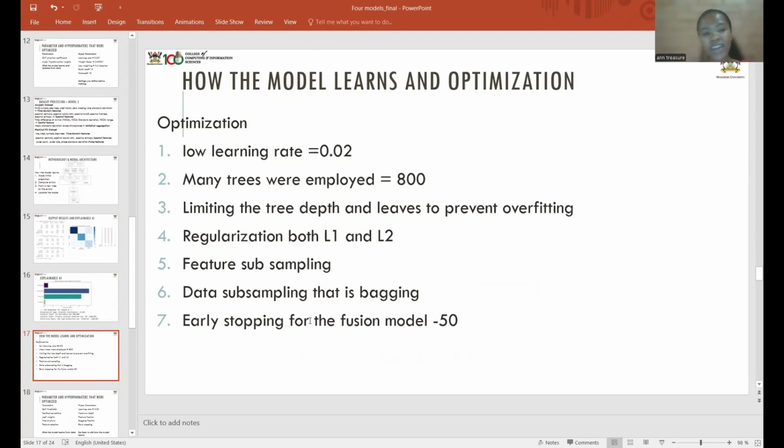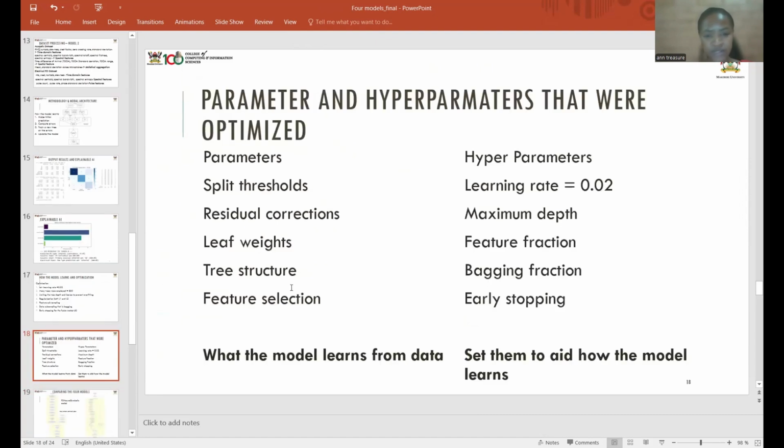How the model learns, we had the optimization, we had low learning rates, we had many trees being employed, we had regularization in order to prevent overfitting, we had to limit the model depth and trees. There was data sampling, whereby different trees were given different samples of the data, and also different trees were given different samples of the features, so that these trees can actually learn the different patterns in the data. And then we had early stopping for the fusion model in order to prevent overfitting again.